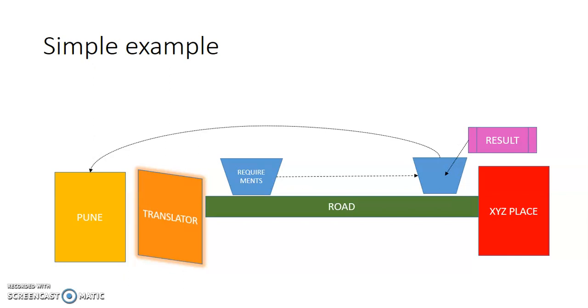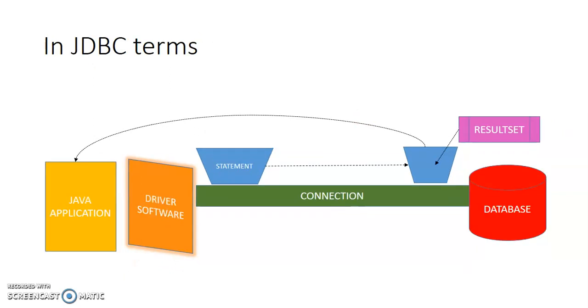Now you will ask, what is the relation of this example with JDBC? But I always try to follow the convention from known to unknown. Now we know this particular example. Now we will try to map this example with the concept of JDBC in Java. Let us check how it works in JDBC terminology. So my place Pune is nothing but a Java application, and the XYZ place is nothing but a database.